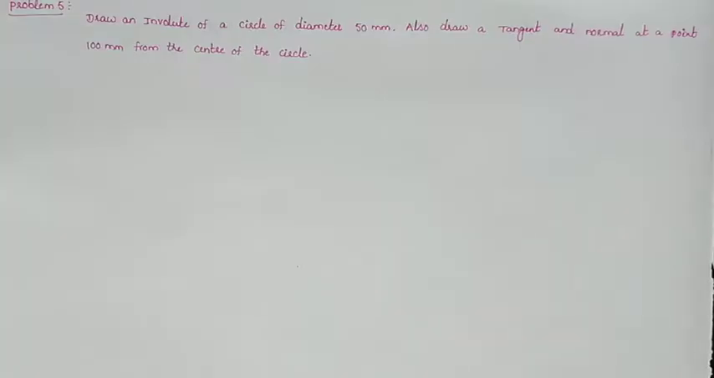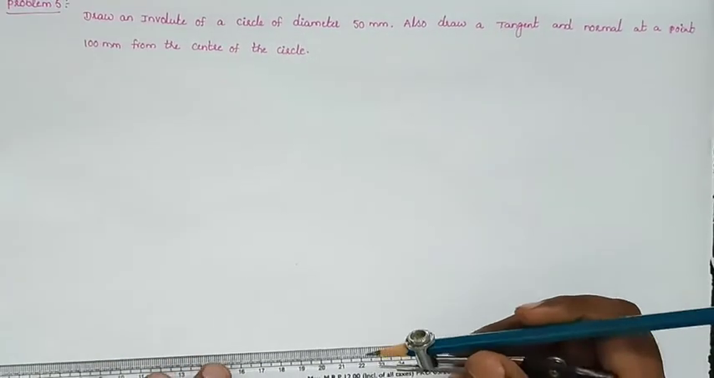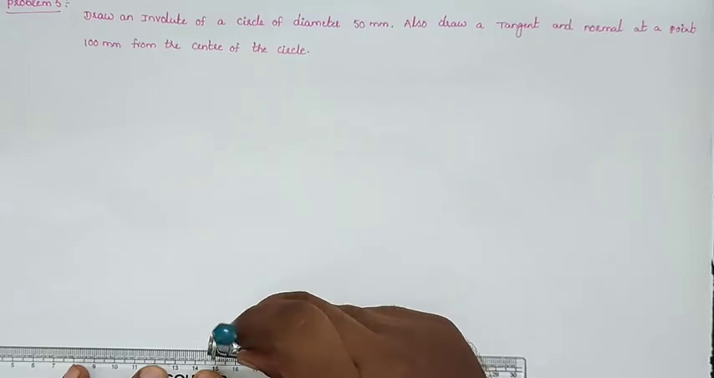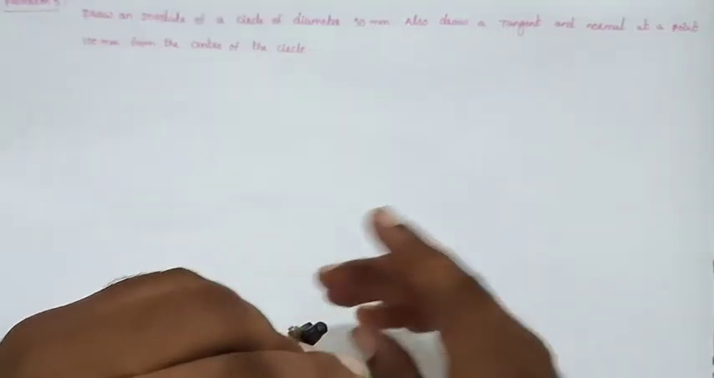Given: the involute of a circle, draw the involute of a circle of diameter 50 mm. Also draw a tangent and normal at a point 100 mm from the center of the circle. So how will we draw the involute of a circle? Here also you can follow the same procedure, but this is a different one. First of all, they are giving the circle diameter is 50 mm. So take the radius of the circle as 25 mm, and we will draw a circle first of all initially.